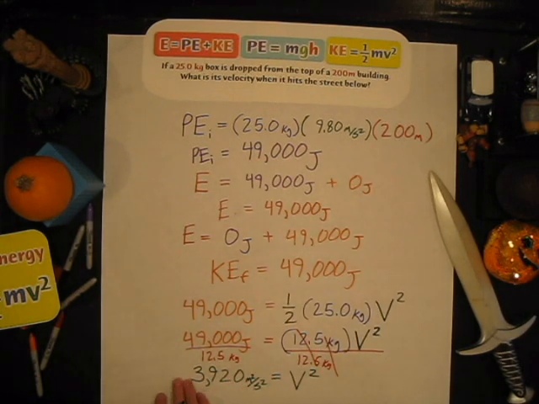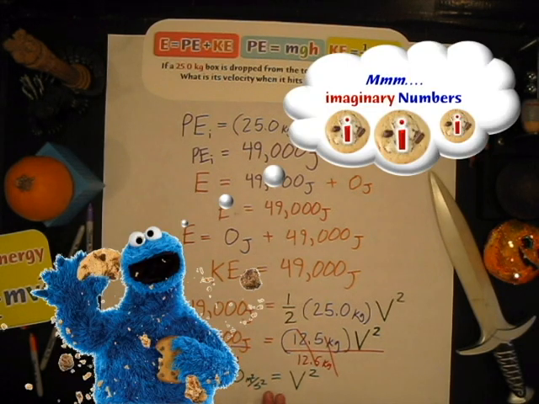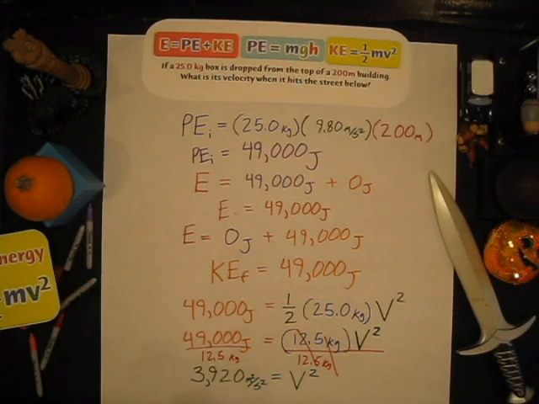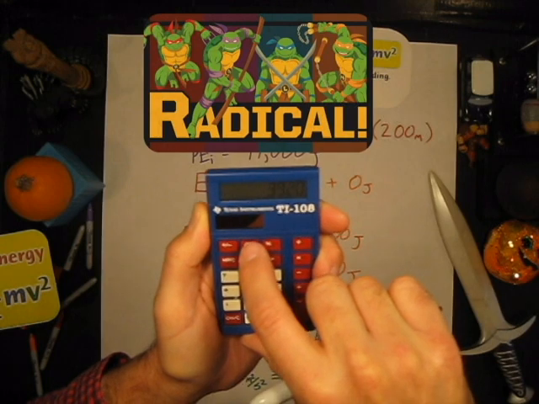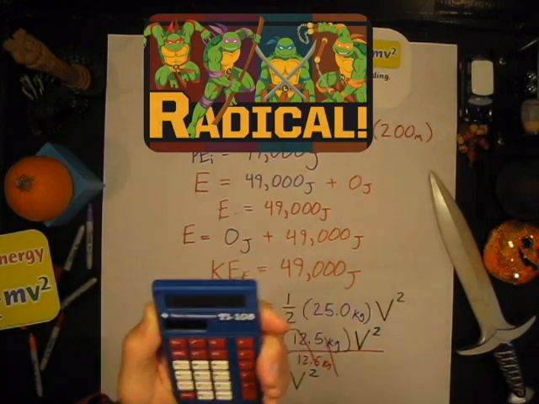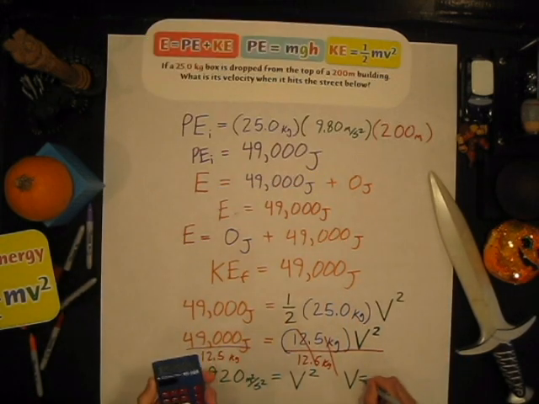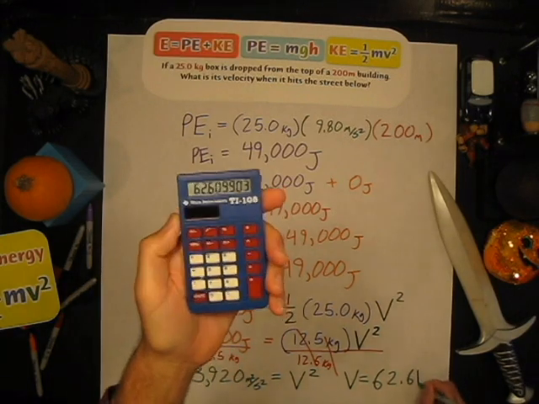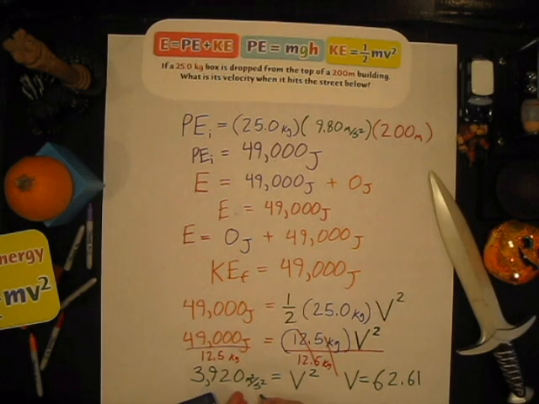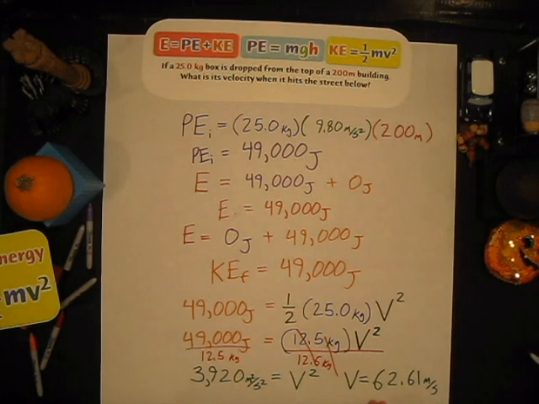But then we'd have to take the square root of it, and we get an i, an imaginary number. So we wanted to avoid that. Okay, so if we take the square root of both sides, I use the radical function, and I get v equals 62.61. That rounds to 6.1, and then the units would be the square root of the units too, so meters per second. Now I want to put that in scientific notation.